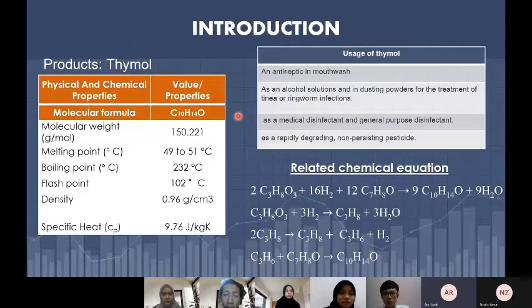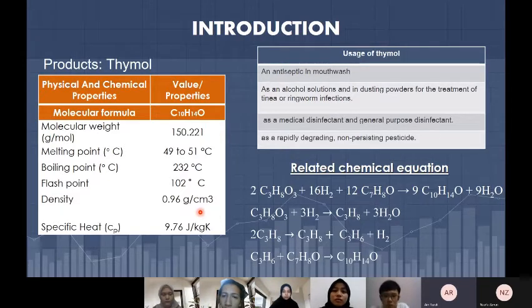So for the introduction, our product is Thymol. For the physical and chemical properties, the molecular formula of Thymol is C10H14O. Molecular weight is 150.221 gram per mole. Melting point is 49 to 51 degrees Celsius. Boiling point is 232 degrees Celsius. Flash point is 102 degrees Celsius. Density is 0.96 gram per centimeter cube. And the specific heat is 9.76 joule per kilogram per Kelvin.